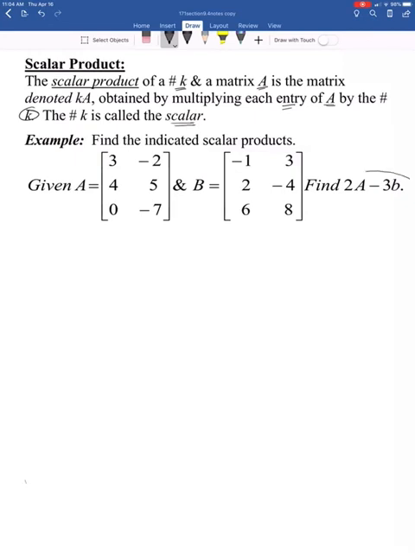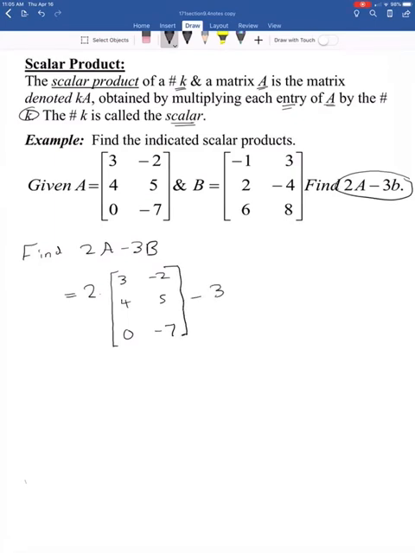So let's take what we've learned so far. Let's find 2A minus 3B. So here's a good test question. Let's find 2A minus 3B. So what would 2A minus 3B equal? Well, that would be equal to 2 times matrix A, which is a 3x2 matrix. So we'll go ahead and write in those entries. Minus 3B, and B is another 3x2 matrix. Same size, same order, 3 rows and 2 columns.